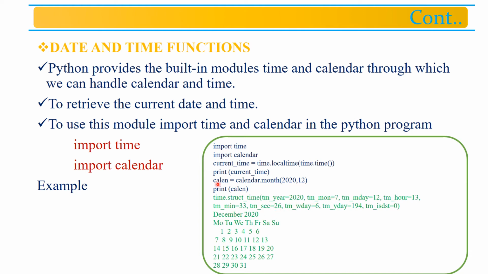If I want to display the calendar of the month, you can give any year here, even 1990 or 1980, whatever the year, and also the month of the year, and it will display the calendar of that particular month. So this is the use of the date and time functions.